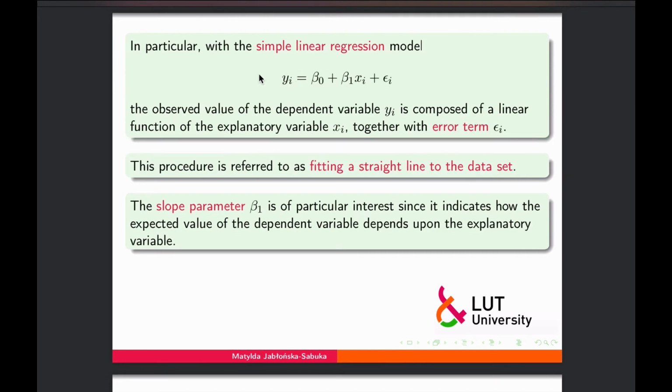In particular, the simple regression model would be written down like this. It's just a simplified form of the equation we saw before. We have our predictor with its own parameter, then the intercept, which is the constant that may need to be added to the equation, and then our error term. The procedure is referred to as fitting a straight line to the data set. The slope parameter beta1 is of particular interest, since it indicates how the expected value of the dependent variable depends upon the explanatory variable.